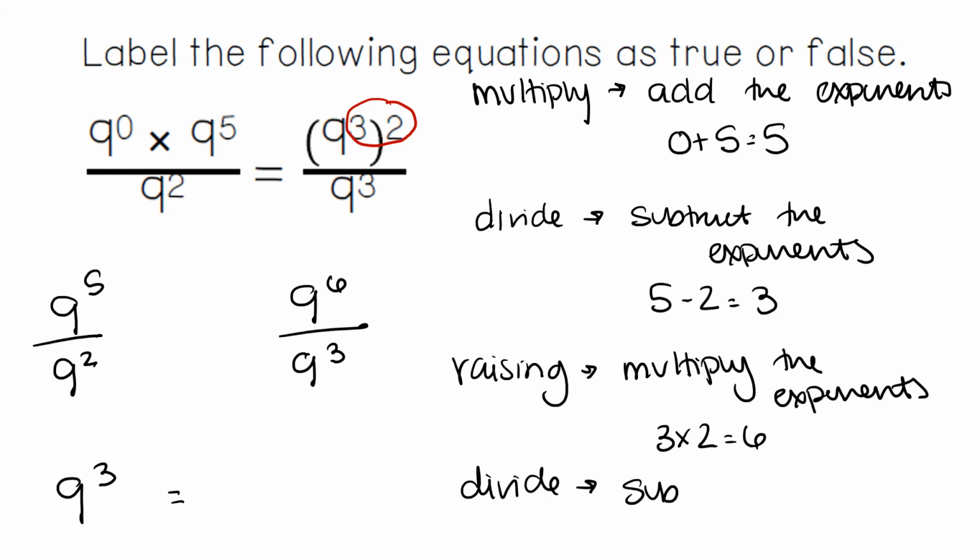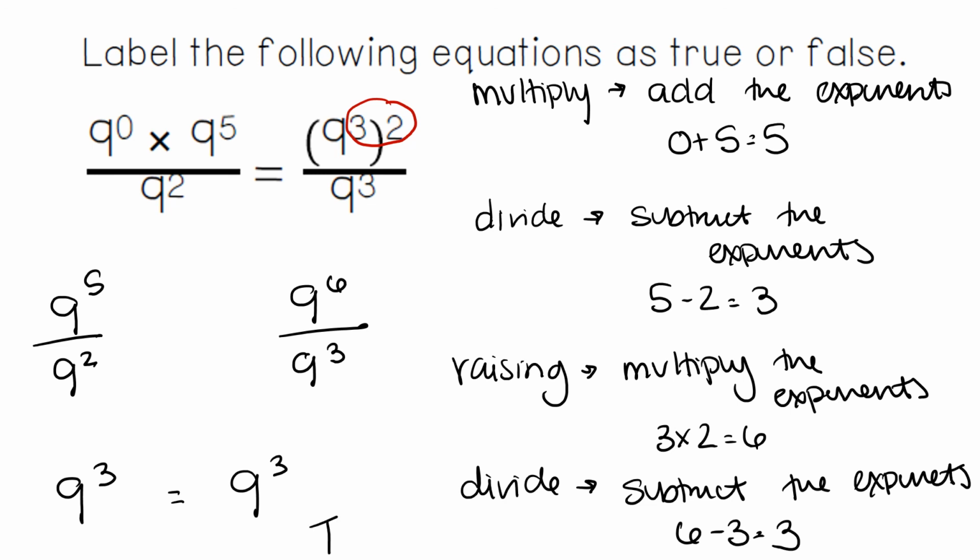When we're dividing, we subtract the exponents. And so we would subtract the 6 minus 3, which would give us 3, 9 to the third power, for our final answer on the right-hand side. You can then see that they match, so that is also a true statement.